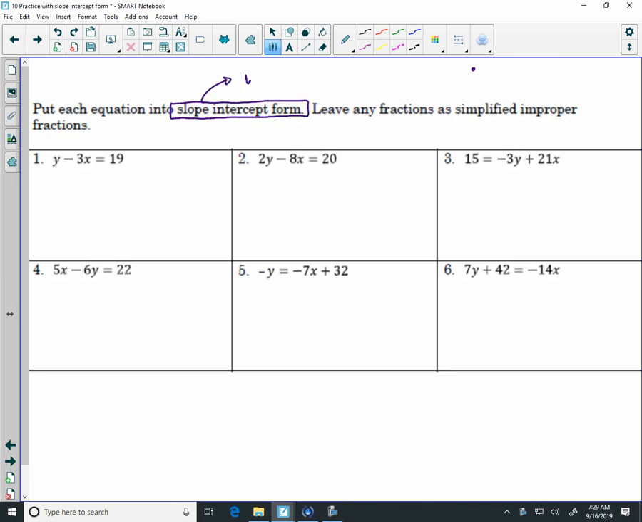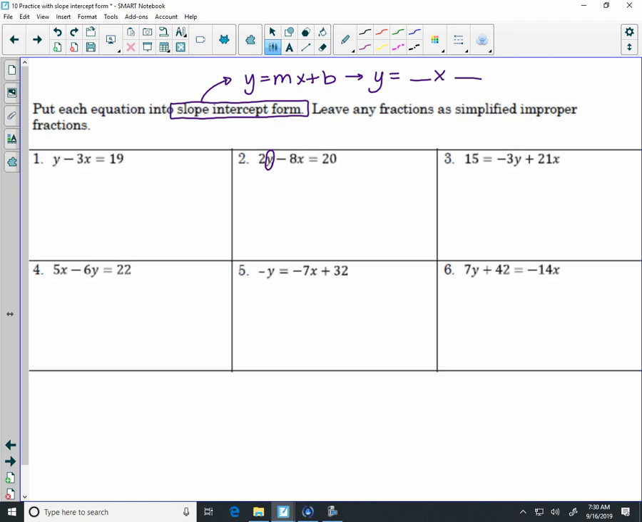Slope-intercept form means we want y equals mx plus b. I kind of like to write that as a fill in the blank. There's our goal. We of course want that form usually so that we can graph easily. So with this first one, we did number 1, I'll do number 2 here.